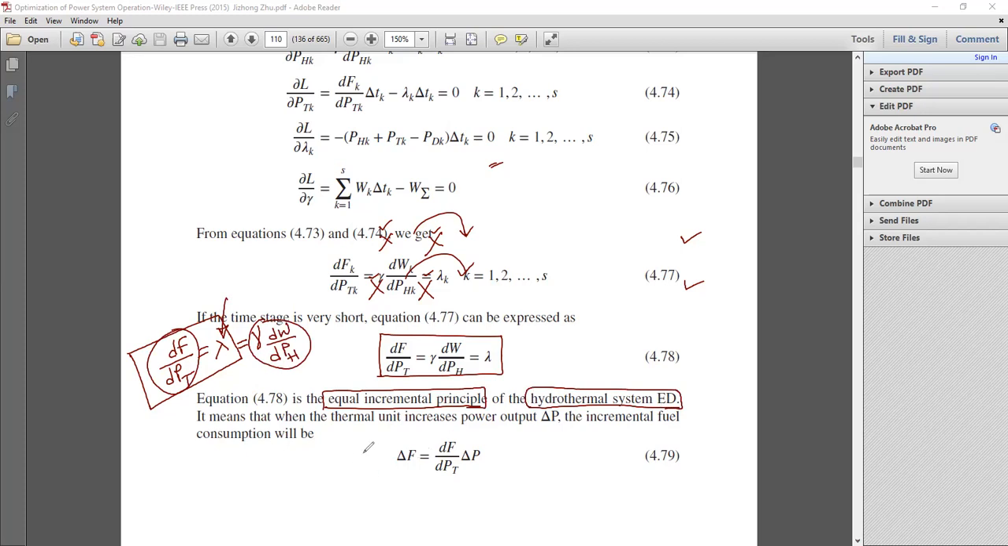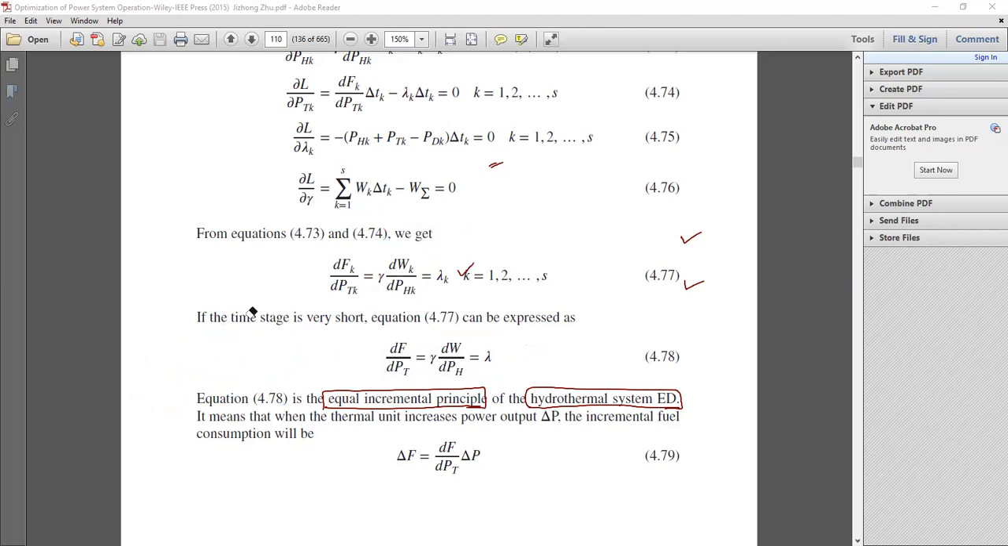Using this relationship, you can find some physical meaning of gamma. Let's see how we can get that. What is the physical meaning or physical significance of gamma?